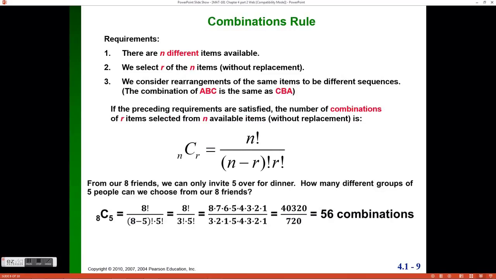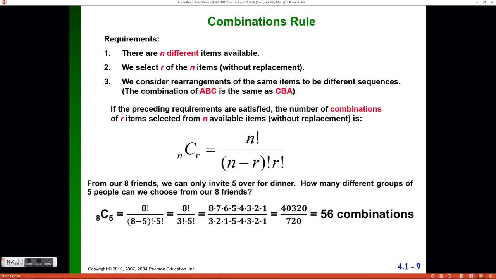The other formula we want to take a look at is the combination formula. The combination formula does a similar action. It counts the number of ways I can choose R objects from N possibilities. But in a combination, once I have chosen those R objects, I don't care what order they're in. I only care how many unique groups I could choose. So let's take a look at an example for a combination formula. This example asks us, from our 8 friends, we can only invite 5 over for dinner. How many different groups of 5 people can we choose from our 8 friends?